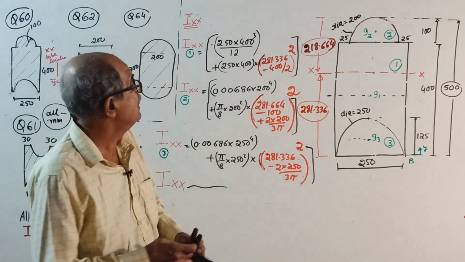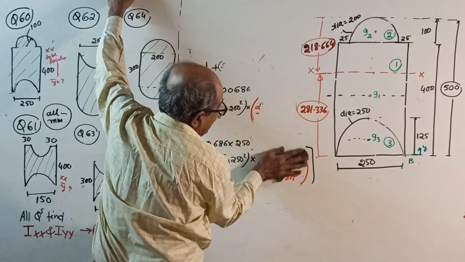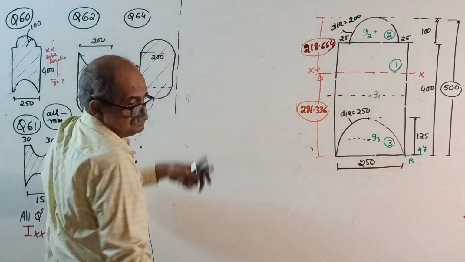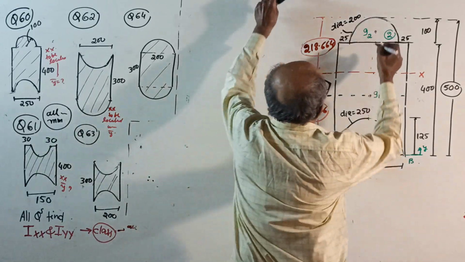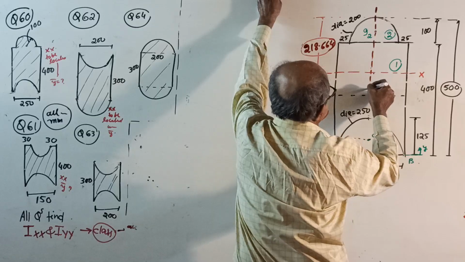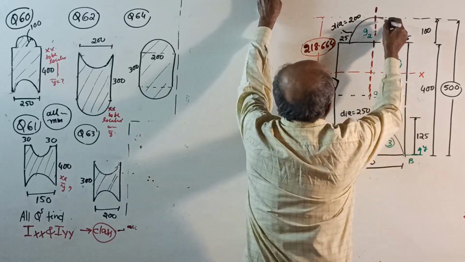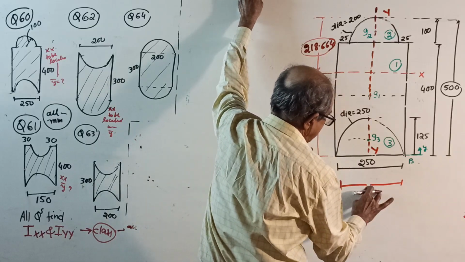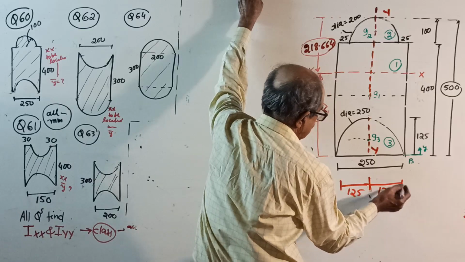Okay, now IXX is over, now come to IYY. First of all, I have not located YY, I will do it now. See. Calculate IYY. Directly, no calculation, YY comes here. It will pass through the centroid of all three parts. This is your YY. The distances from here to here and here to here, both are 125, 125. Actually not required.